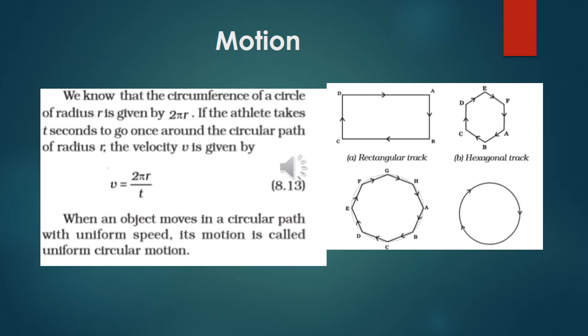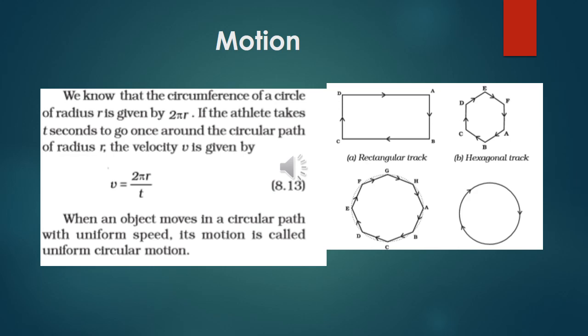We have come to know that when an athlete moves in a rectangular track, he has to change his direction 4 times. When he runs along the hexagonal track, he has to change his direction 6 times. And if the athlete runs on the octagonal track, he has to change his direction 8 times. Then what will happen if he changes his direction constantly, meaning at every moment? Then the path will convert into a circular shape. In this case, one round will be one circumference.